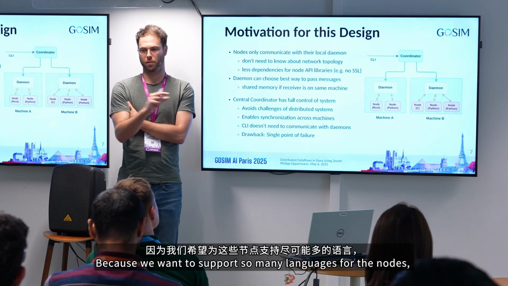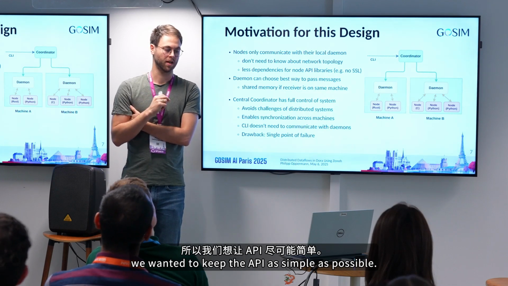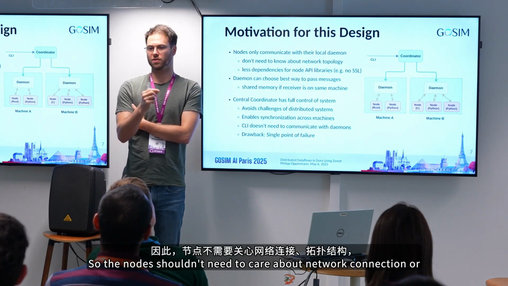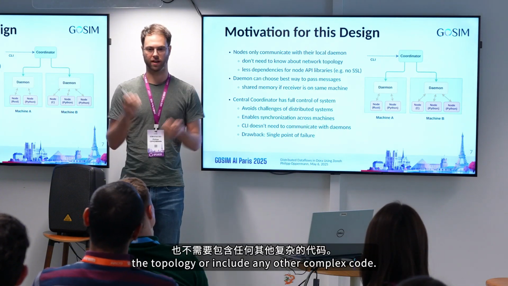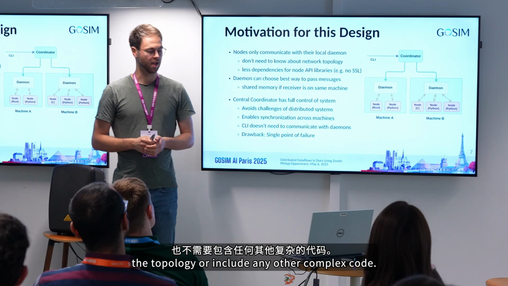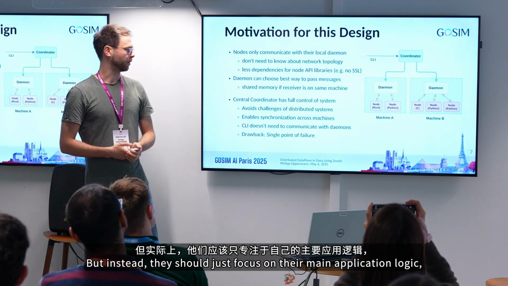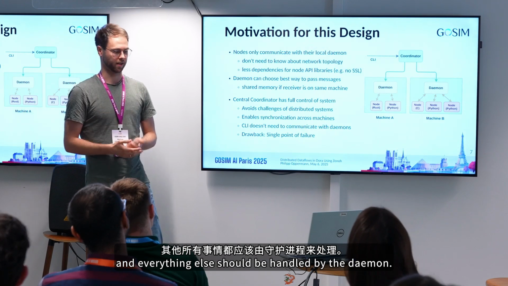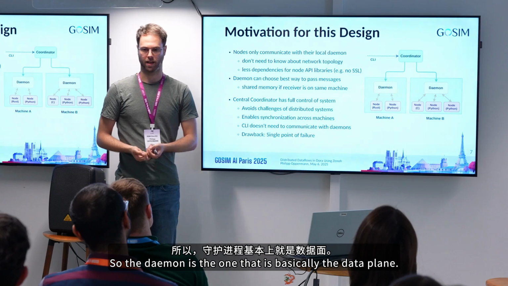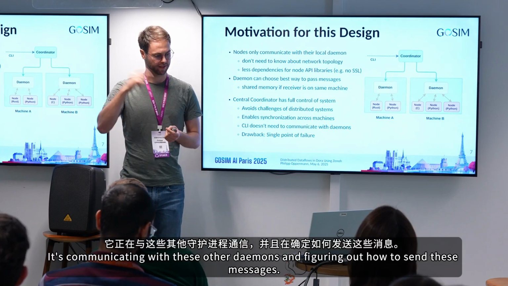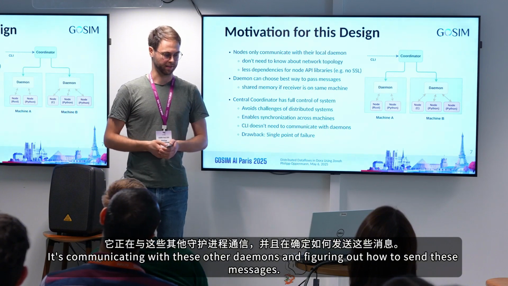Because we want to support so many languages for the nodes, we wanted to keep the API as simple as possible. So the nodes shouldn't need to care about network connection or the topology or include any other complex code, but instead they should just focus on their main application logic, and everything else should be handled by the daemon. So the daemon is basically the data plane. It's communicating with these other daemons and figuring out how to send these messages.